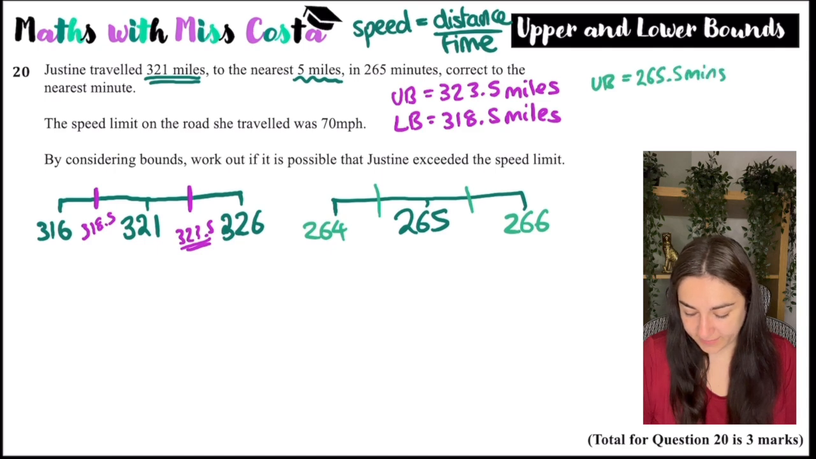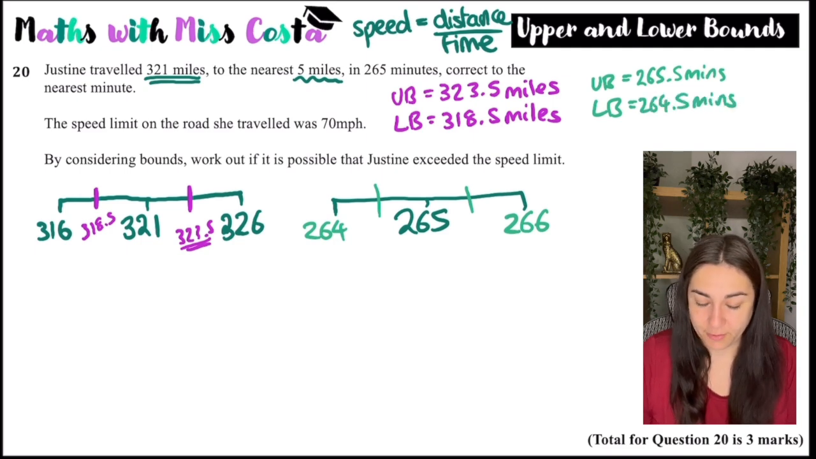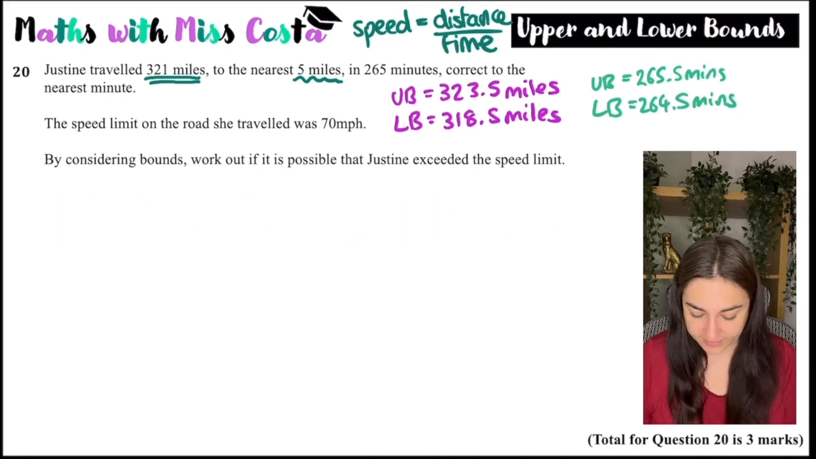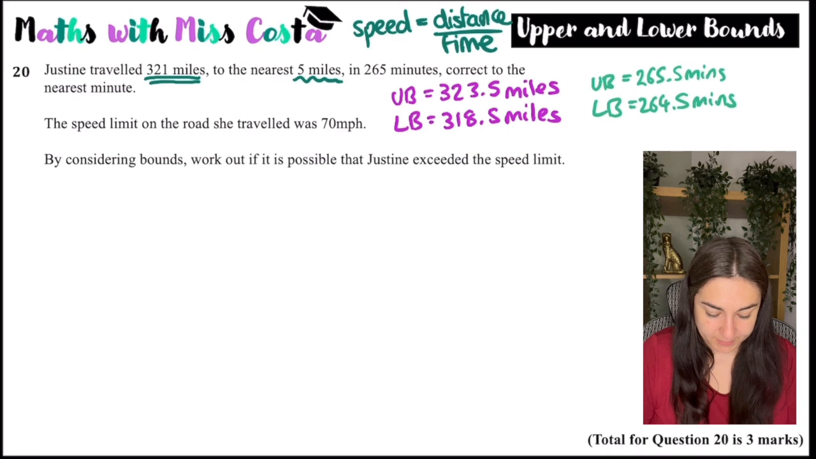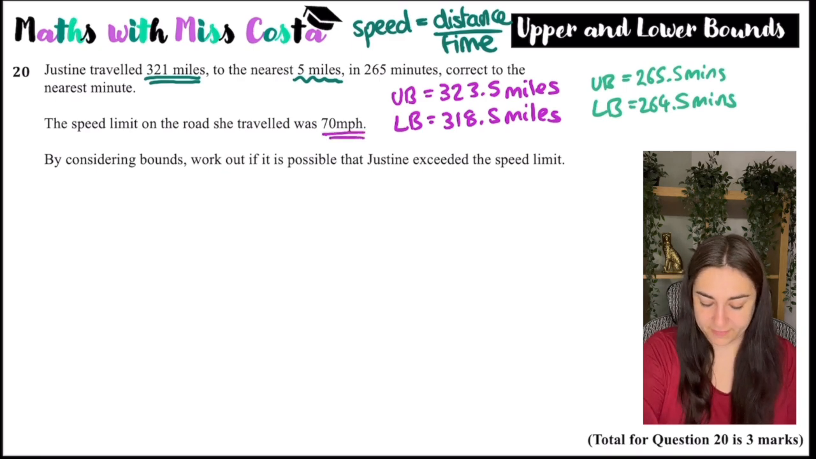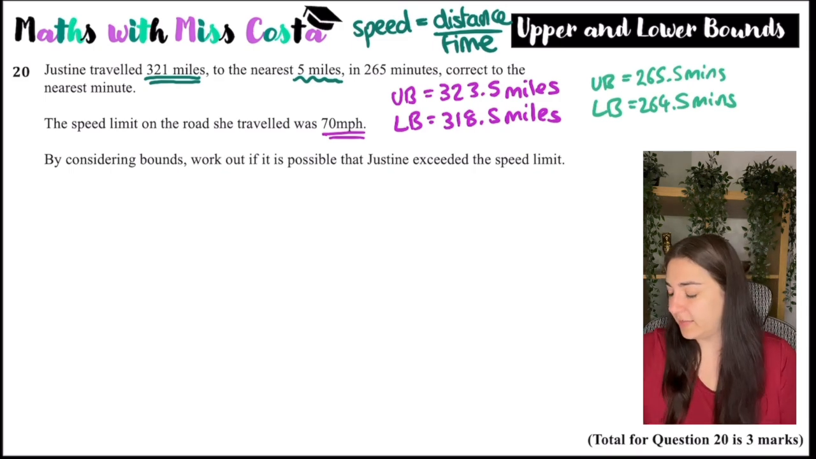265.5 minutes. And the lower bound would be 264.5 minutes. So now I've worked out the upper bound and the lower bound of each of my things, I can look at the rest of the question. The speed limit on the road she travelled was 70 miles per hour. By considering bounds, work out if it's possible that she exceeded the speed limit.